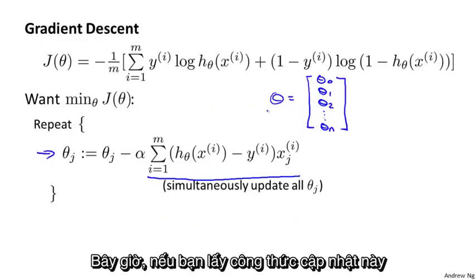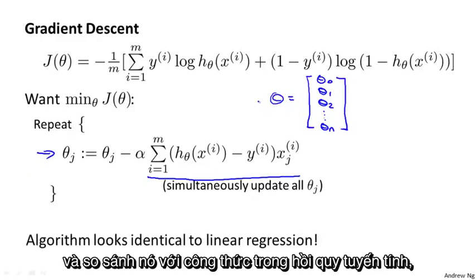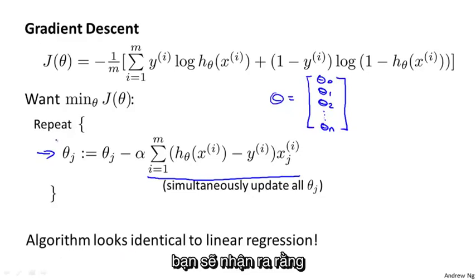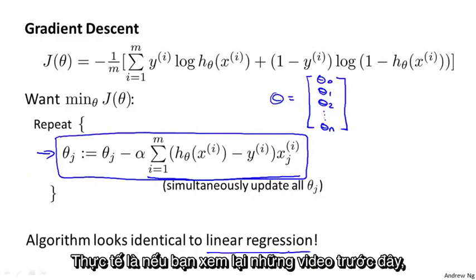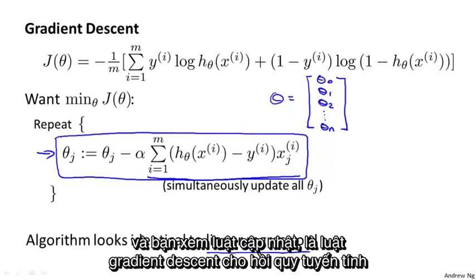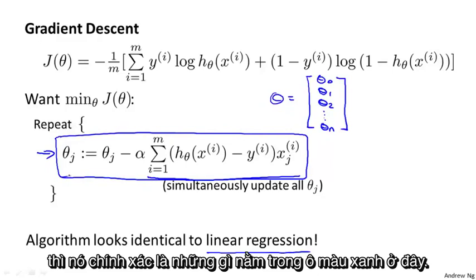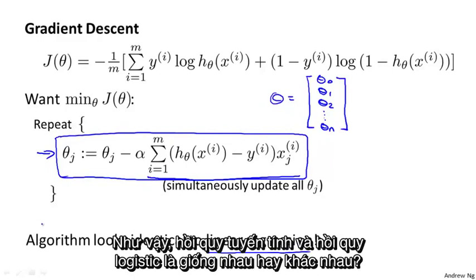Now, if you take this update rule and compare it to what we were doing for linear regression, you might be surprised to realize that this equation was exactly what we had for linear regression. In fact, if you look in the earlier videos at the gradient descent rule for linear regression, it looked exactly like what I drew here inside the blue box. So are linear regression and logistic regression different algorithms or not?